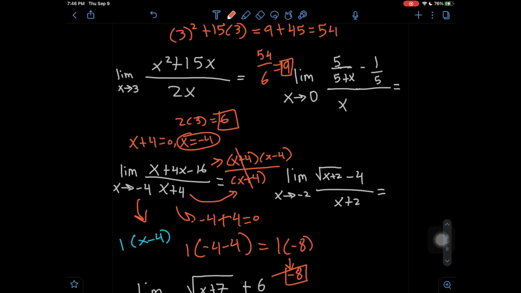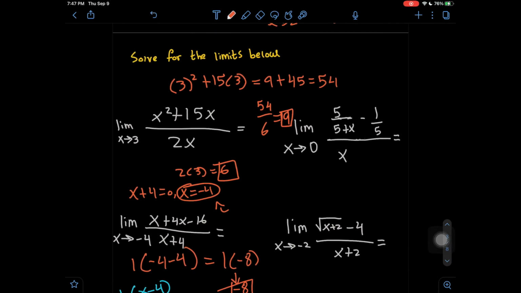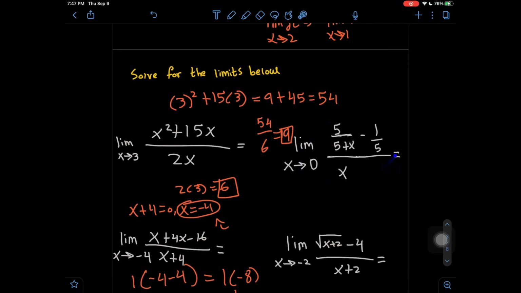So for this limit, we can move all our work off to the side, and we can say we have a hole of some sort at x equals negative 4, and the limit is approaching a value of negative 8. Let's go back up and do this problem right here.